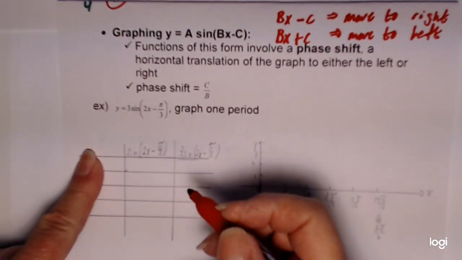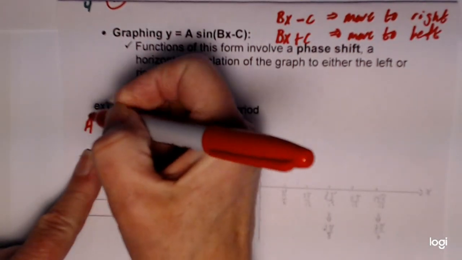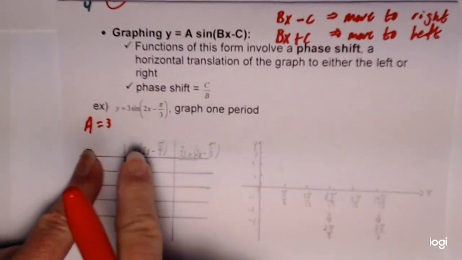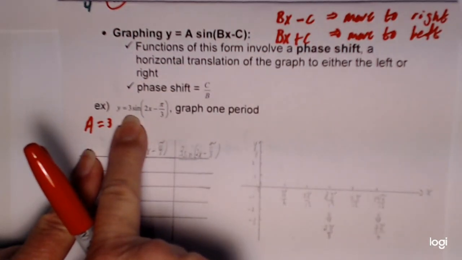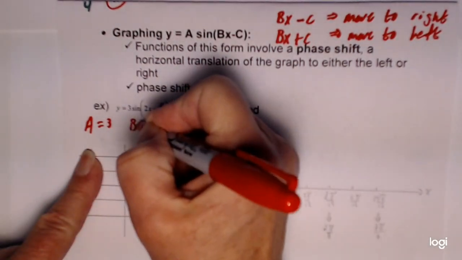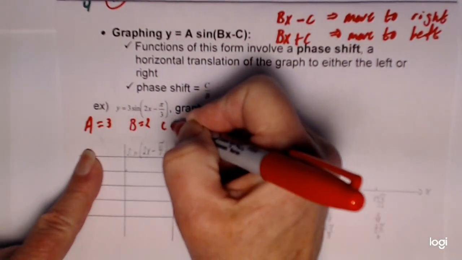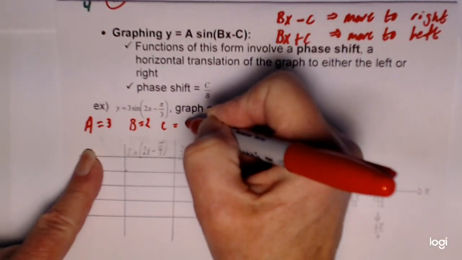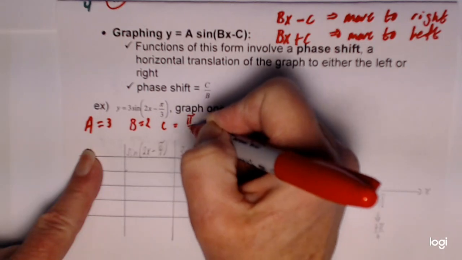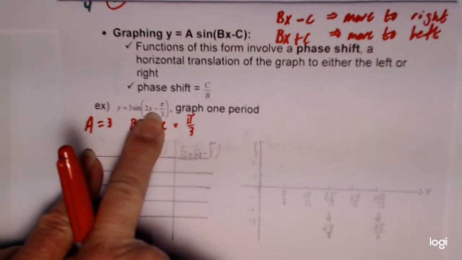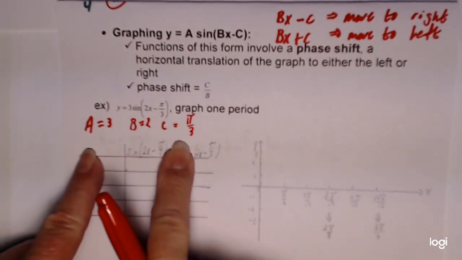So let's take a look at this. In here we have, let's identify A, and now we have B and C too. A is 3 here. Our B is 2, right in front of that X, so B is equal to 2. And then C is equal to pi over 3. And this negative sign says that this is going to be a shift to the right.